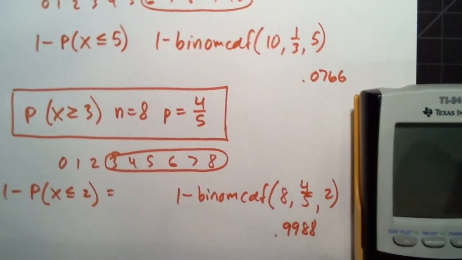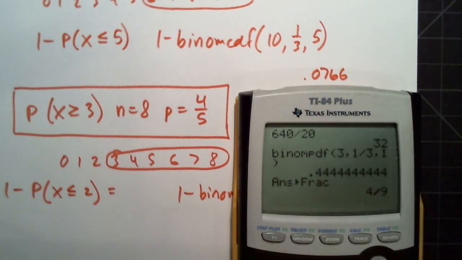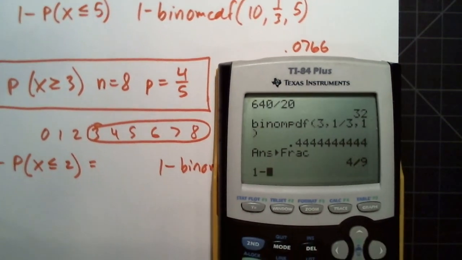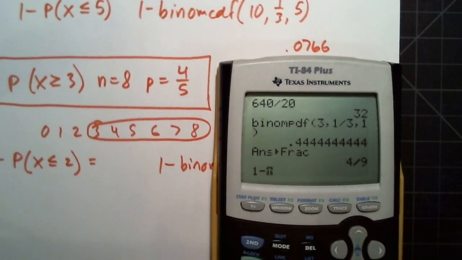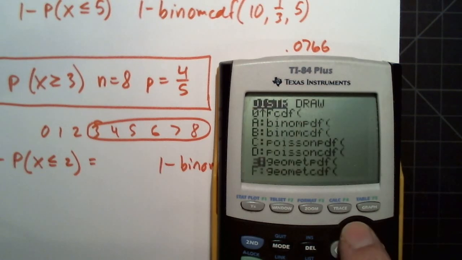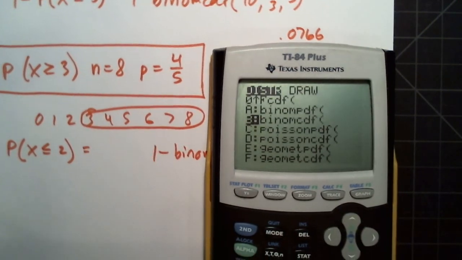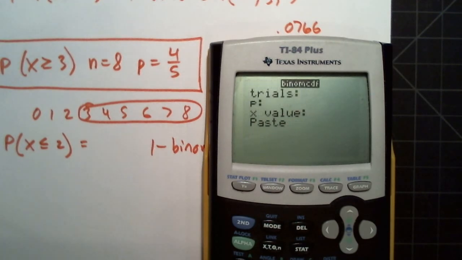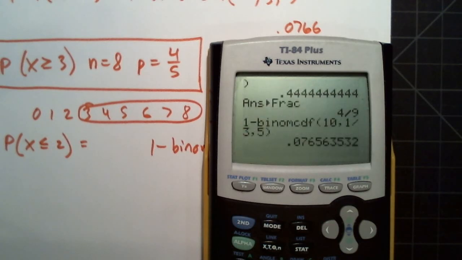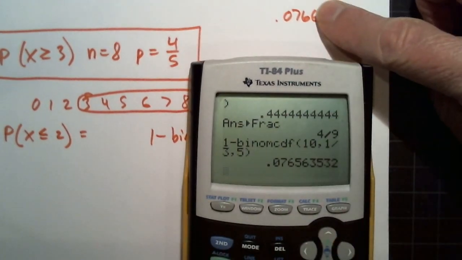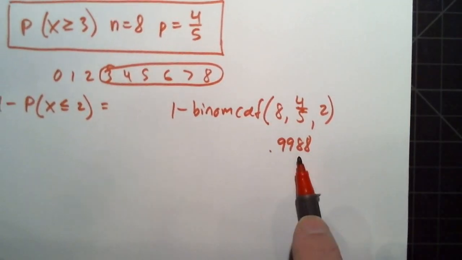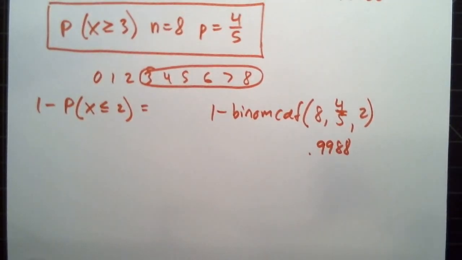And let's just check this one up here, and we can see how to do that on the calculator. 1 minus, and then we go second vars, binom CDF, trials 10, 1/3. All right, so that's what we have there. And then I think that'll be correct too. And we'll stop there.